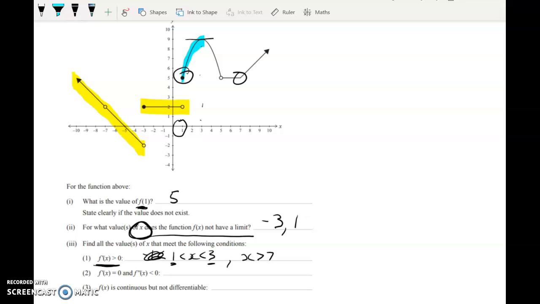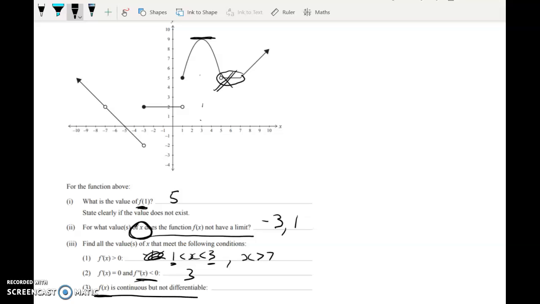The next question's asking, where is the gradient 0 and the graph is concave down? So it's a second derivative test we're looking for. Where's the gradient 0 and the second derivative negative? Well, this is where it's 0. That's one place that it's 0. The second derivative in this bit here is going to be 0, so it's not there. It's just at x equals 3.